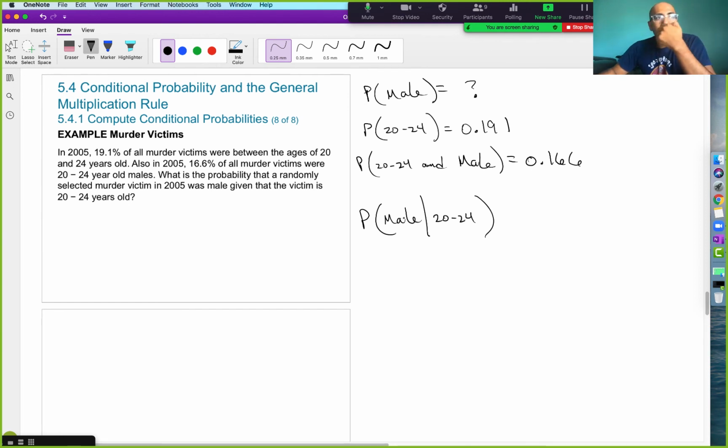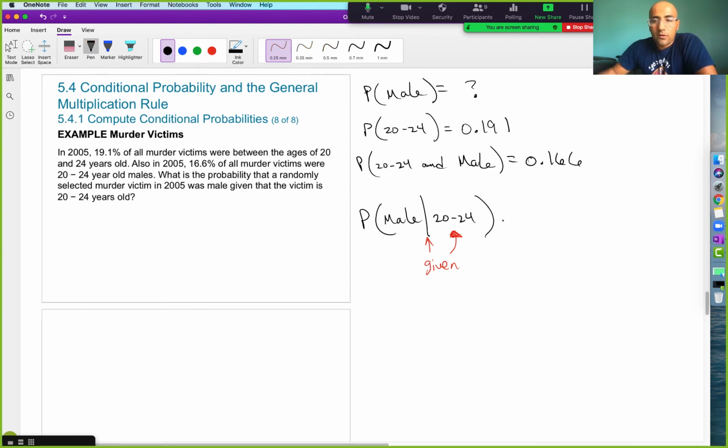Now over the same radio, they spit out some additional information. We don't know that it's a male. We want to know the probability that it's a male. It could be a male or a female, we don't know. But we do have some information: this person, male or female, is between the ages of 20 to 24. So we want the probability that it's a male, given that their age is between 20 to 24 years old.